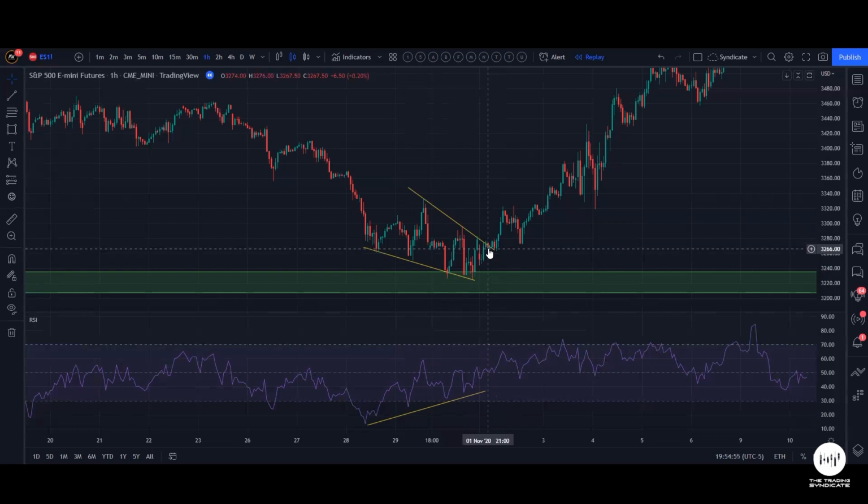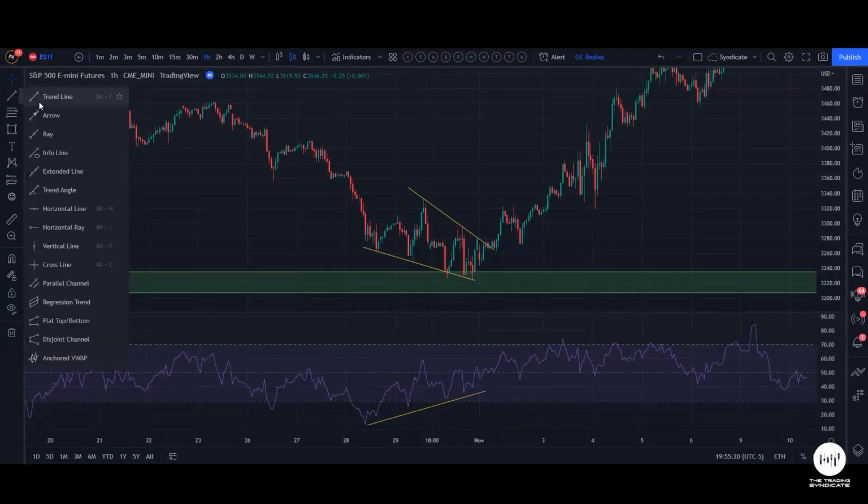Now, there's two ways to go ahead and play this. You can either see the divergence and enter at one of these lower trend lines that make up the wedge pattern and set your stop loss beneath the demand zone, or you can wait for a breakout above the upper trend line and for it to confirm by closing above the most recent touch on that trend line.